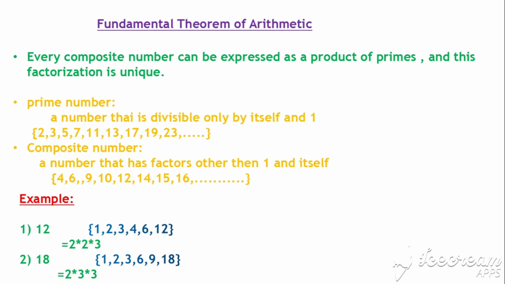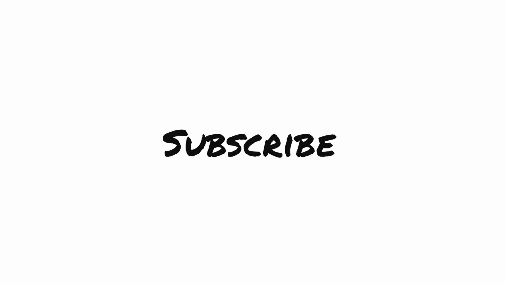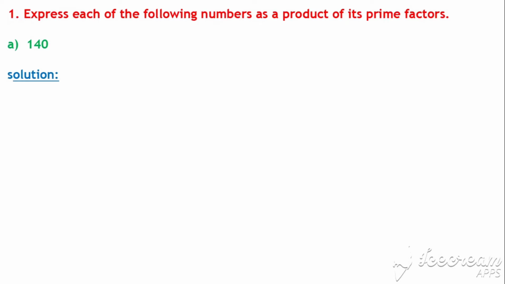Now moving on to the actual question. On understanding what the fundamental theorem of arithmetic is, let us solve this question. We need to express these numbers as a product of its prime factors. And the question is 140. So, let us look into the solution now.